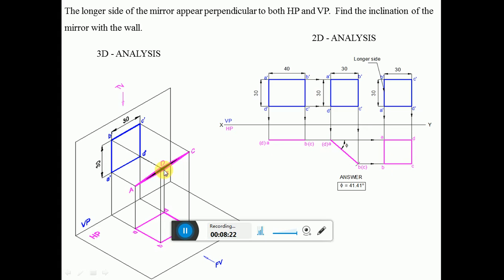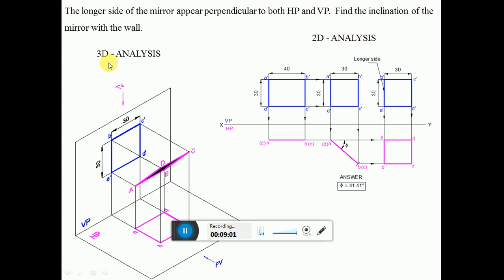But actually, when you look from the profile view, that is, from the side view, that capital AB is inclined to HP and also inclined to VP. Since it is actually inclined to both HP and VP, that is the reason you are getting a vertical line in the front view and also a vertical line in the top view. So that is the reason he says it appears perpendicular to both HP and VP. That means it looks perpendicular to both HP and VP, but it is not actually perpendicular, but inclined. That inclination you can see only when you look from the side view.